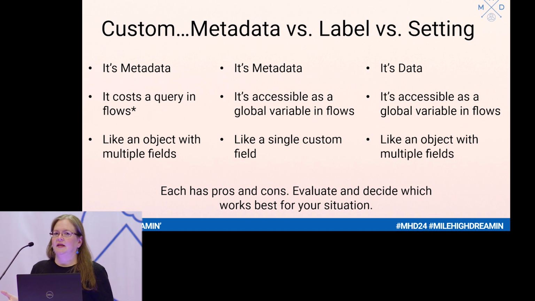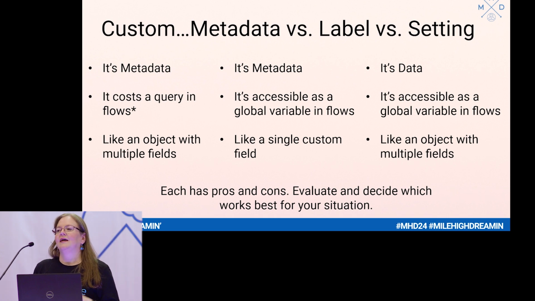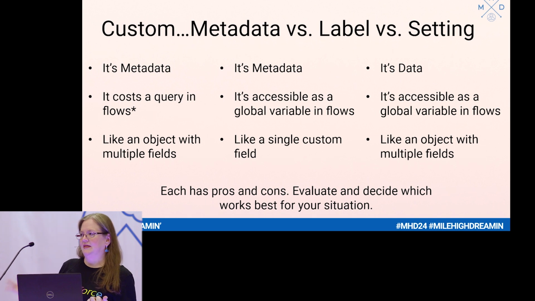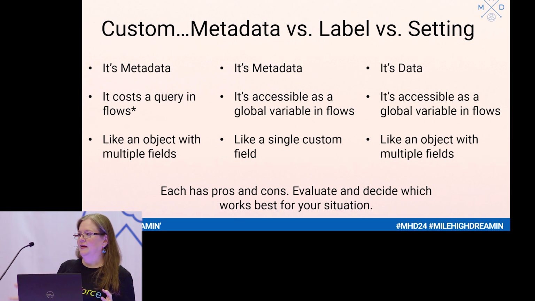If we look at custom settings, there's a couple different kinds. It's data. You refresh your sandbox, great, go reset all your custom settings. Got to set them back up. It's also a global variable in flow, which is nice. But even though it costs a query, the nice thing is they don't count it towards your query limit, if I remember correctly. So that's another reason I like custom metadata. It also can be an object with multiple fields in your custom settings.